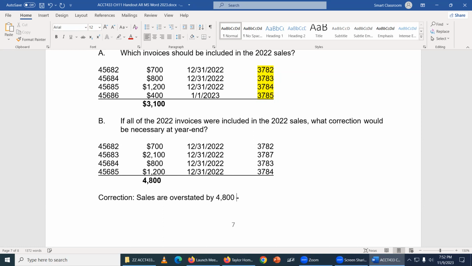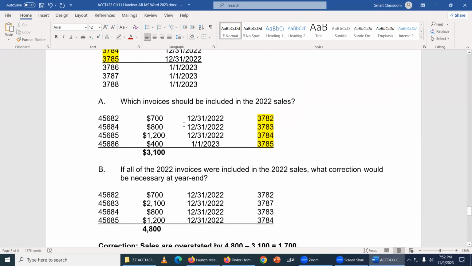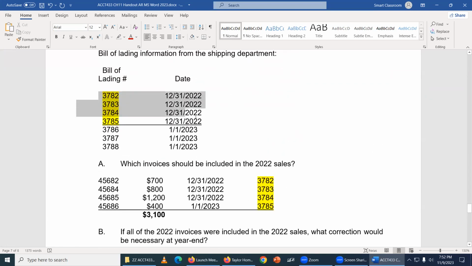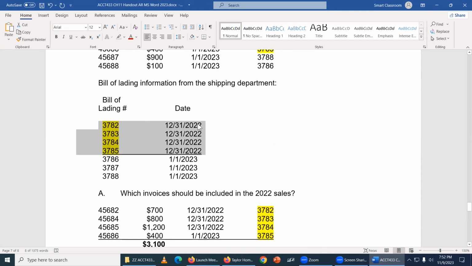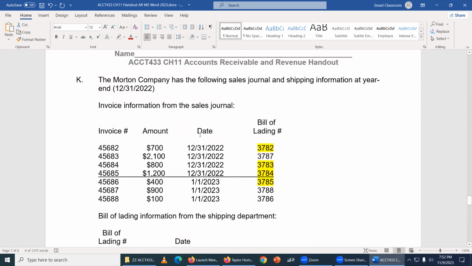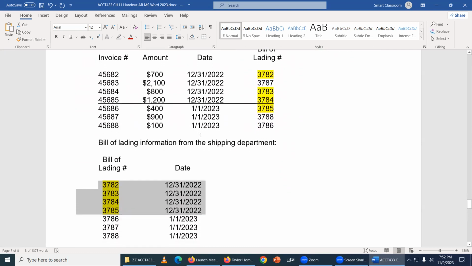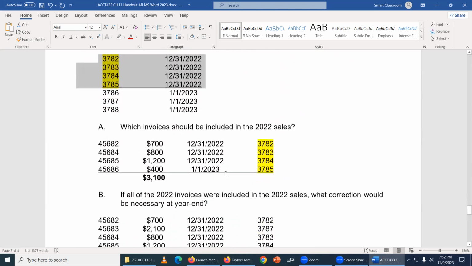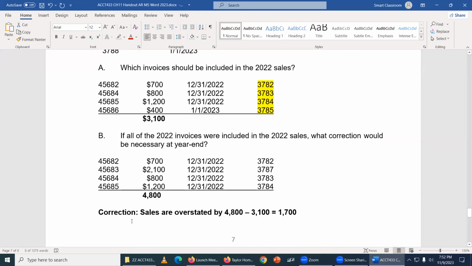1,800 minus 100 equals 1,700. So these are overstated by 1,700, and you tell them they have to take off 1,700 of those sales. And again, you go by the bill of lading. The accounting system might pick up the sales invoices, but actually it's when they get shipped that you count them as a sale.